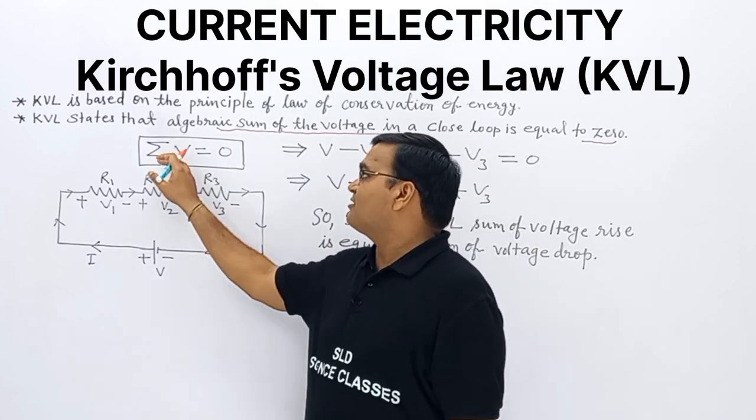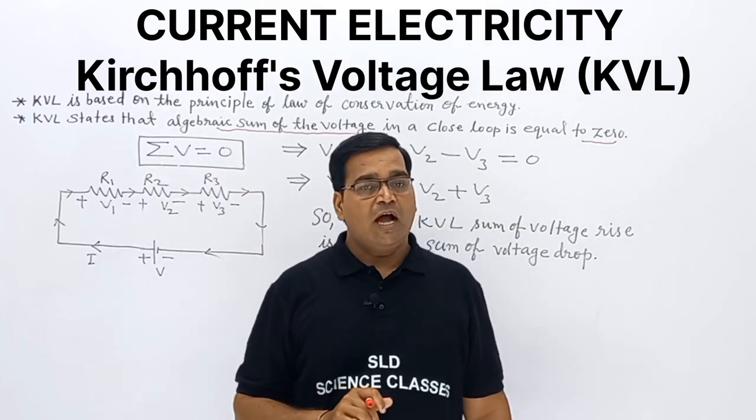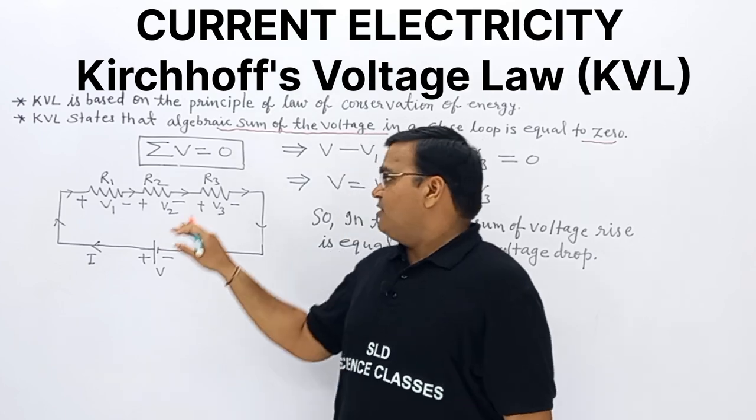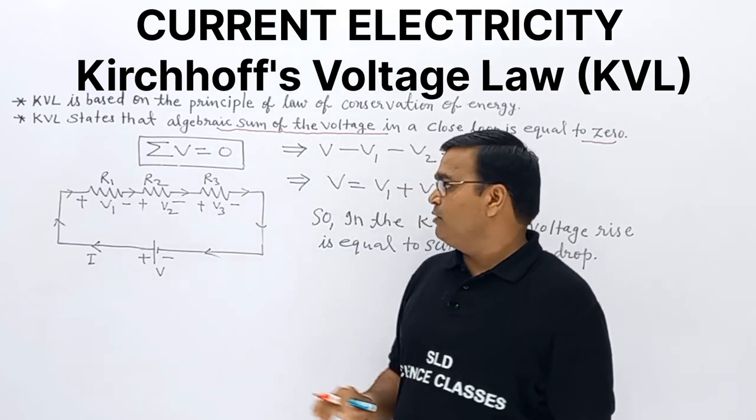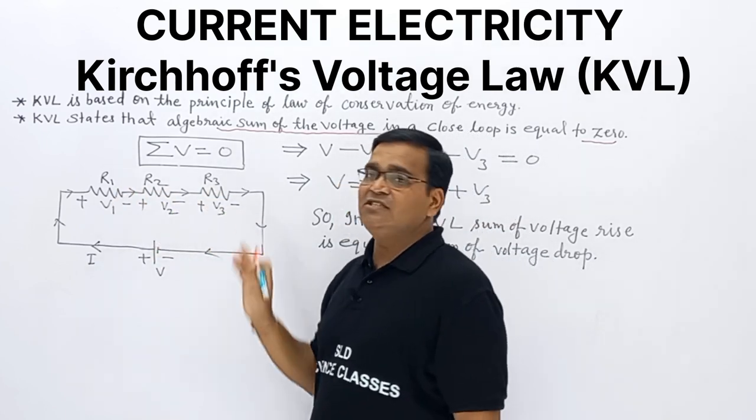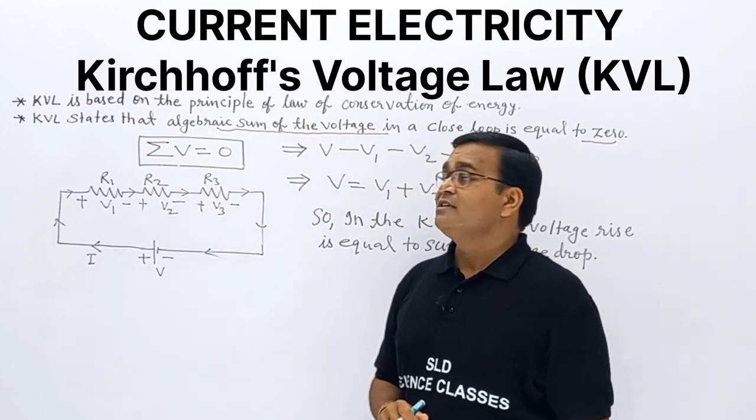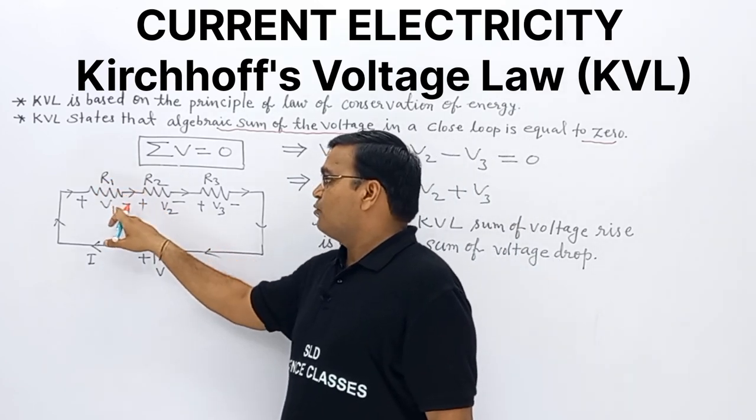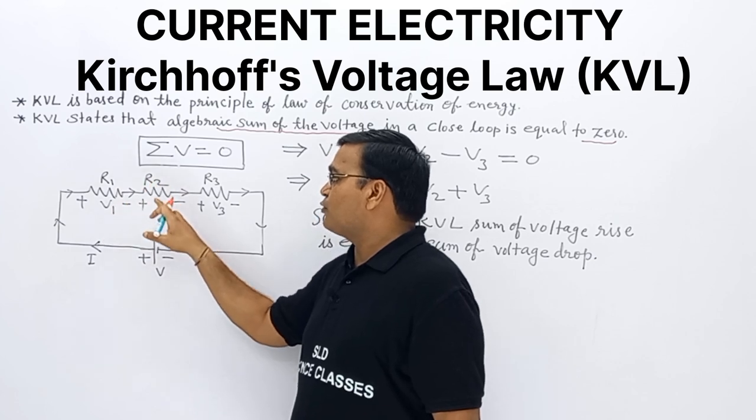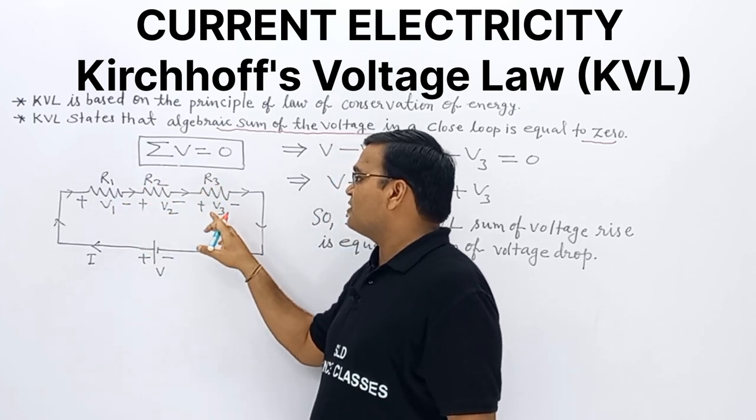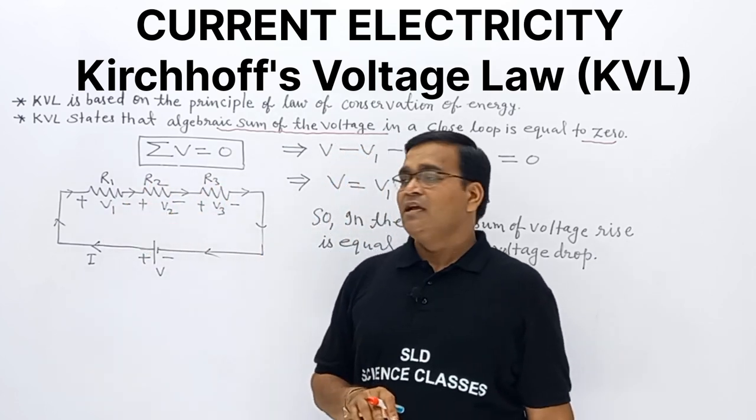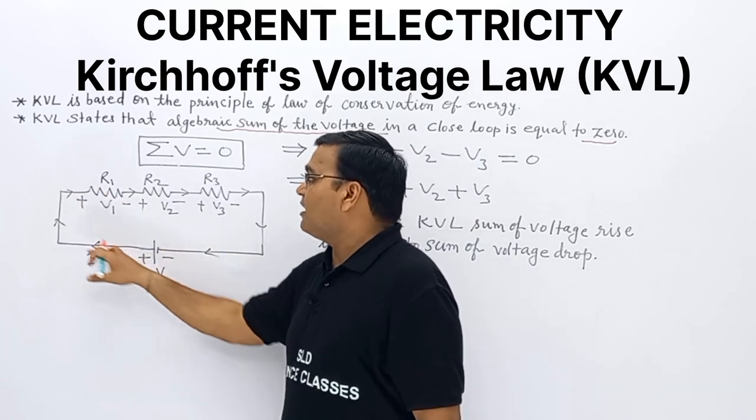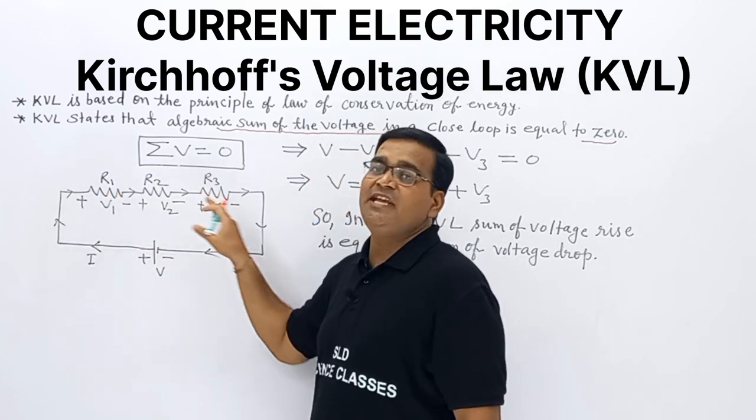But in the KVL, the sum of voltage is equal to 0. How? Take a series circuit in which three resistors R1, R2, R3 are connected in series. The voltage drop across the first is V1, across the second is V2, and across the third is V3. Why? In a series circuit, the current will be the same in all three elements.